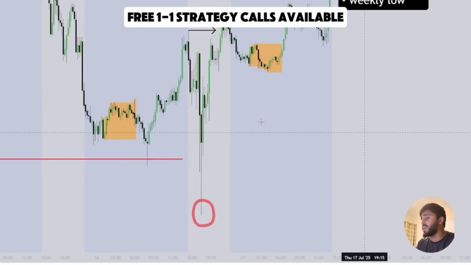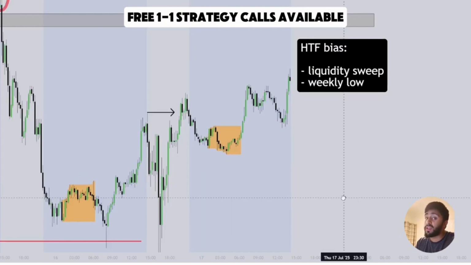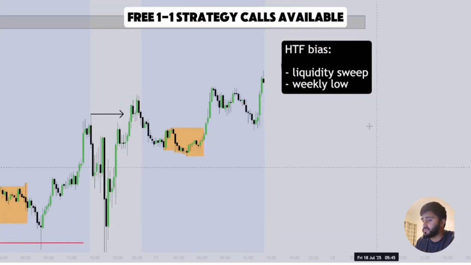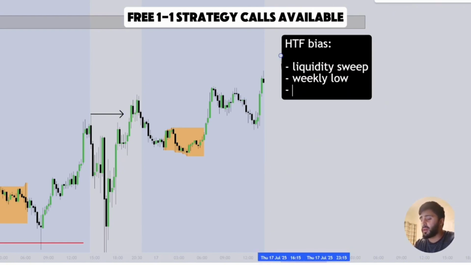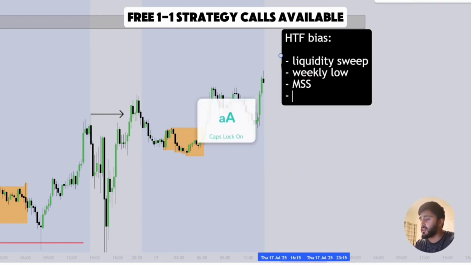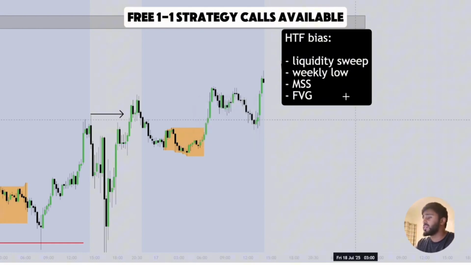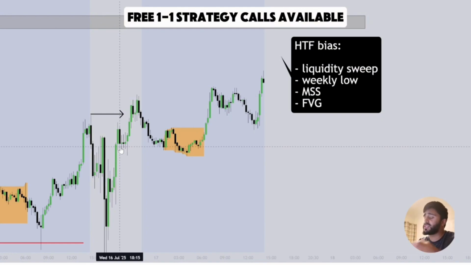So when you see the low of the week occurring, you want to be trading away from that, i.e. bullish in this scenario. We also have that liquidity sweep accompanied by a market structure shift, you can see with the arrow, and you also have price giving a fair value gap. So we have significant evidence for a bullish higher time frame narrative.